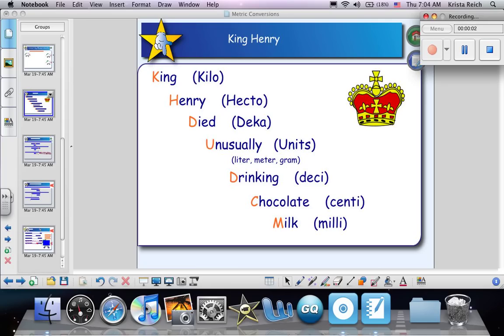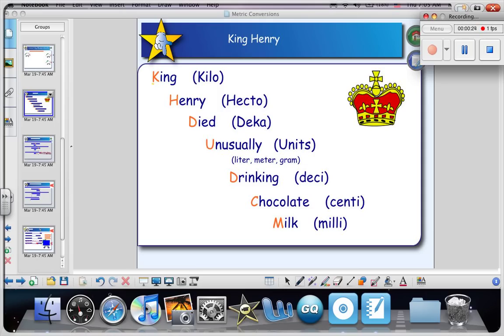Alright, so we're talking about the metric system, and I'm going to be talking about two different ways to do it. This is the King Henry way, or using a mnemonic device to memorize your steps. You can choose whichever way you'd like, but this is the King Henry way. So you have a little memory device here, and it uses King Henry. King Henry died unusually drinking chocolate milk.